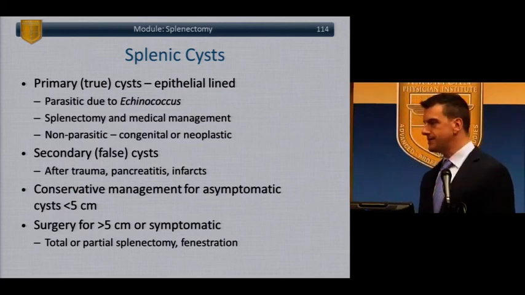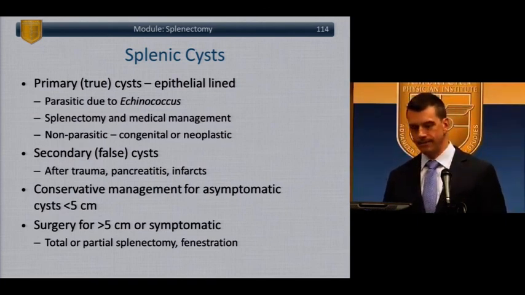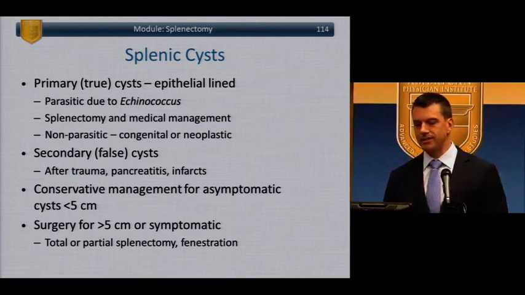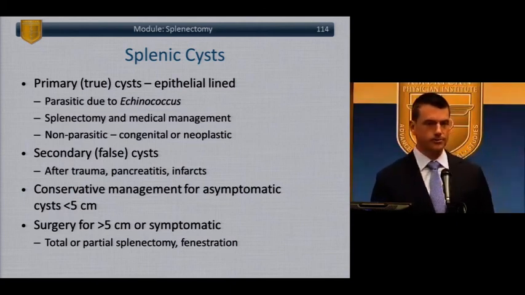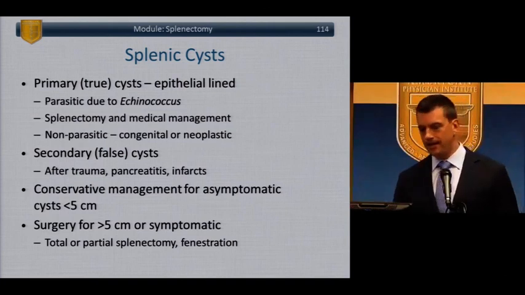For asymptomatic cysts below 5 centimeters, these can be managed conservatively and may require no treatment. For over 5 centimeters or symptomatic, you can do a total or partial splenectomy or fenestrate and just allow the cyst to drain into the cavity.